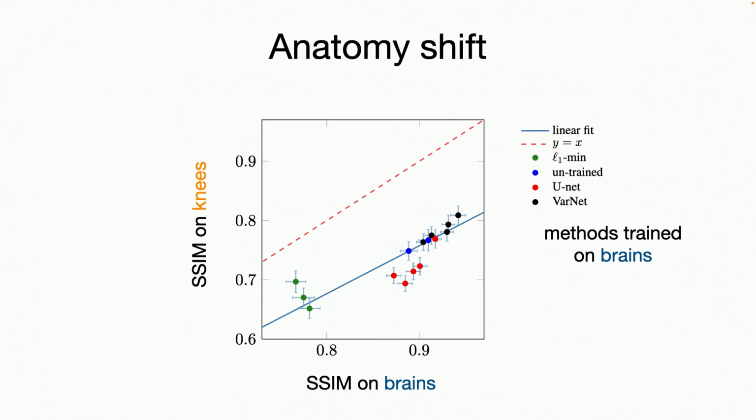Here you have another example, that's anatomy shift. That doesn't make that much sense, I guess, because you know whether you are scanning a brain or a knee, but hypothetically, let's say you train on brains, right? And then you test on knees, there's a significant drop, right? It doesn't perform very well.